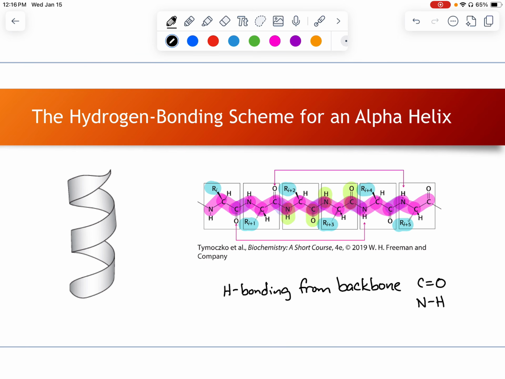So one very common option is what we call the alpha helix, this right-handed helix. And when we look at that, we get our backbone, that this would essentially be the backbone.